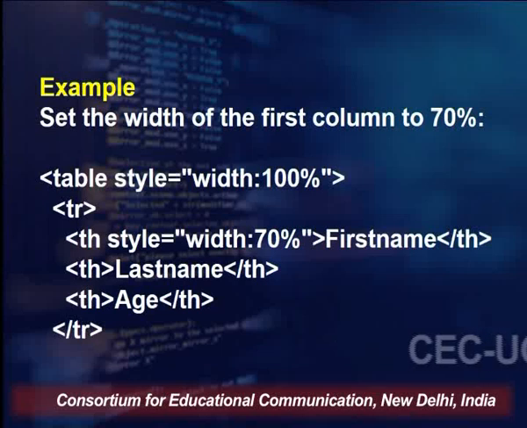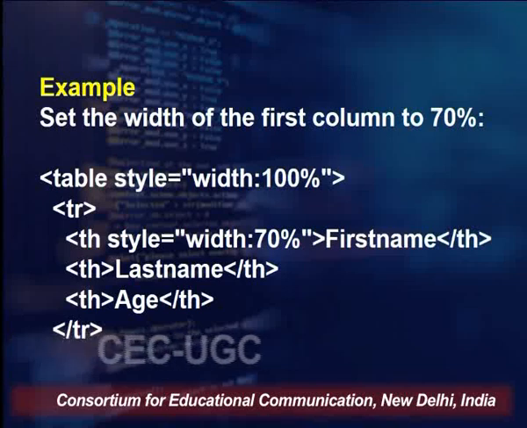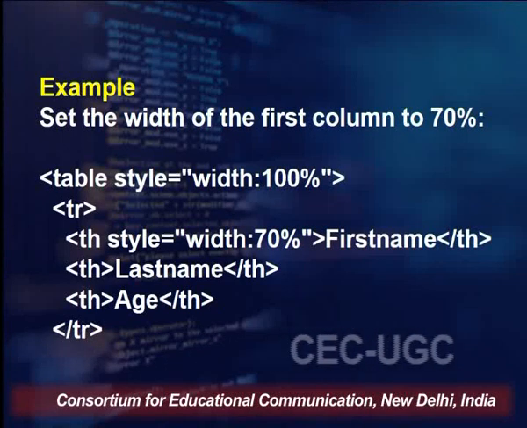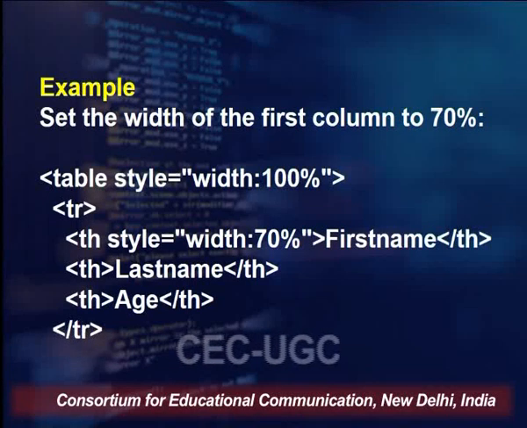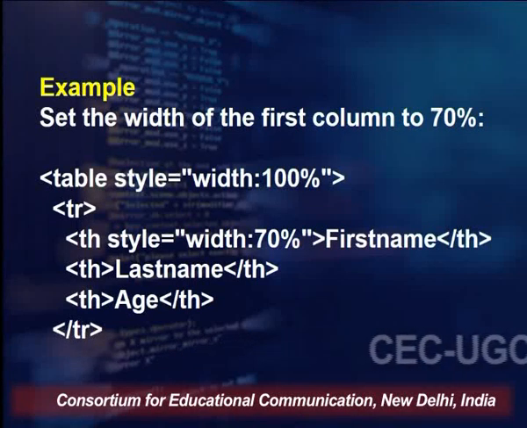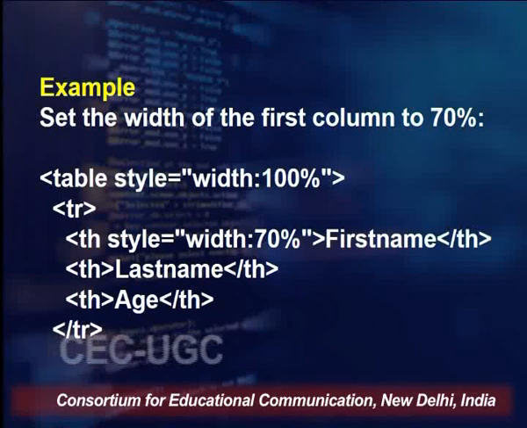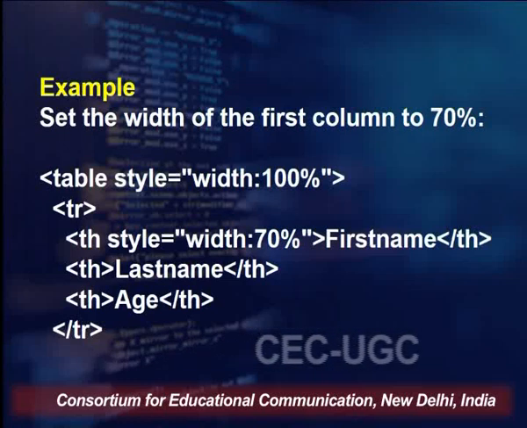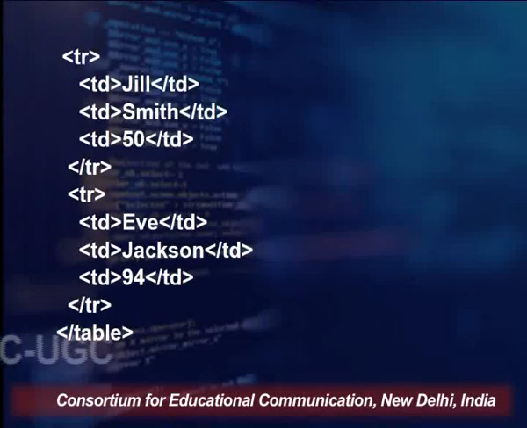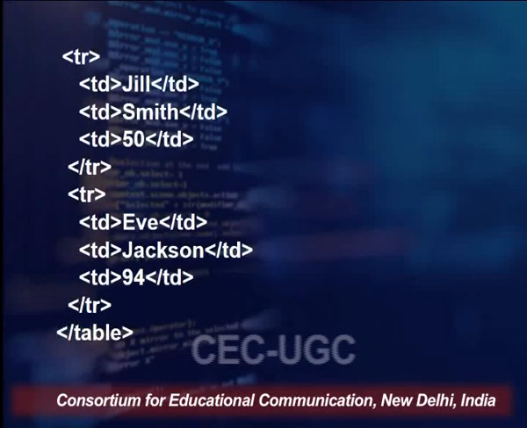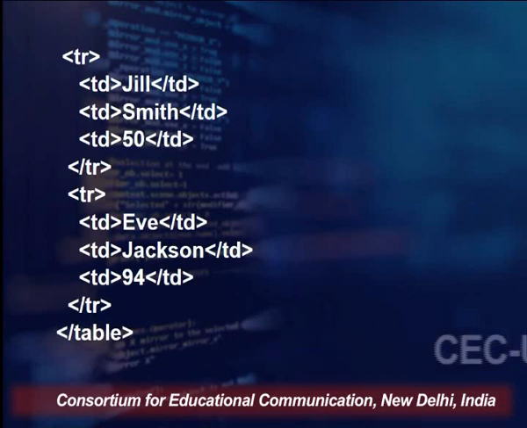So, the first name cell is going to occupy 70% of the row, and the remaining 30% of the row will be given to the last name and the age attributes. That is going to be done with the help of this style width 70% attribute when enclosed with th. In place of th we can also enclose it with td, which is for the table data. Here, I have used it for table header. Then you can have your normal other table rows, as we have seen in the conventional examples.